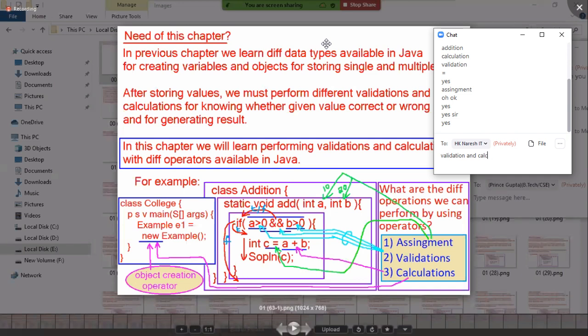Okay. Now, with this simple addition logic, I want to take one more example. Are you ready? I want to take one more example. Please try to reply. Give your answers in the comment section. It's very important. You have to interact.